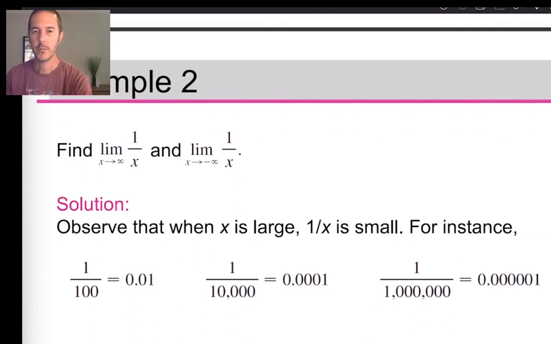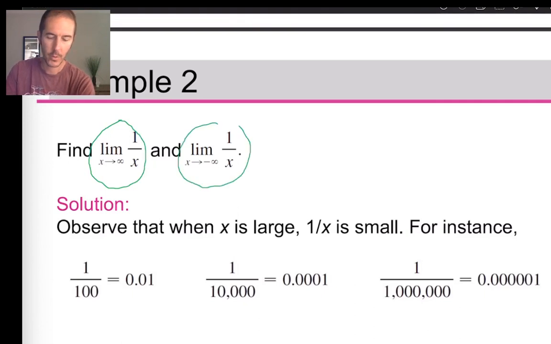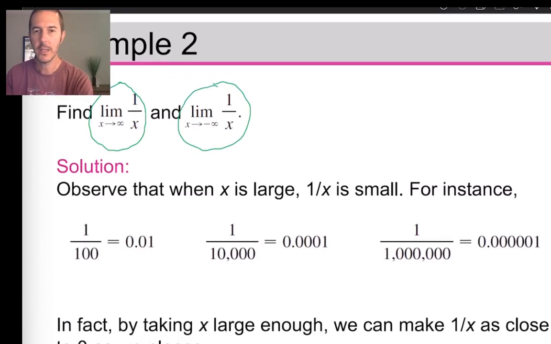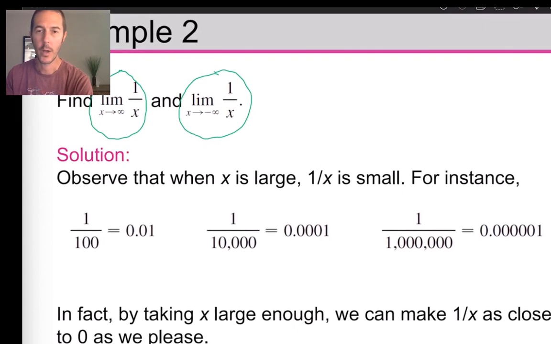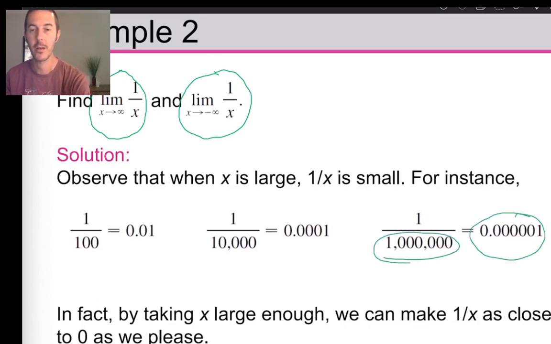So just a somewhat basic example, we're seeing here two questions. This function is the same, but here our x values are going toward +infinity, here they're going toward -infinity, and we see that when you take a number like 1 and you divide it by a progressively larger number, the result is a progressively smaller number. So here we have an x value of 1 million, and the resulting y value looks like it's getting awfully close to 0.